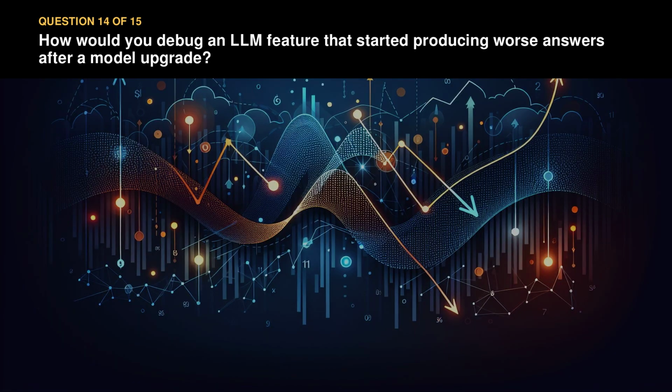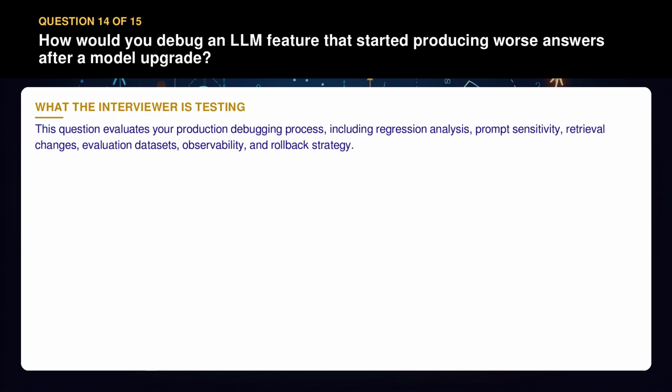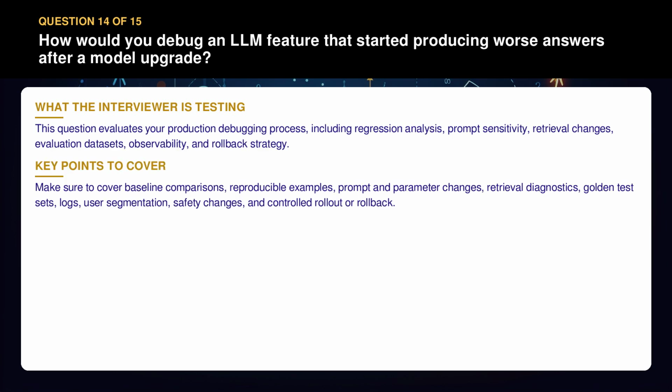Question 14. How would you debug an LLM feature that started producing worse answers after a model upgrade? This question evaluates your production debugging process, including regression analysis, prompt sensitivity, retrieval changes, evaluation datasets, observability, and rollback strategy. Make sure to cover baseline comparisons, reproducible examples, prompt and parameter changes, retrieval diagnostics, golden test sets, logs, user segmentation, safety changes, and controlled rollout or rollback.